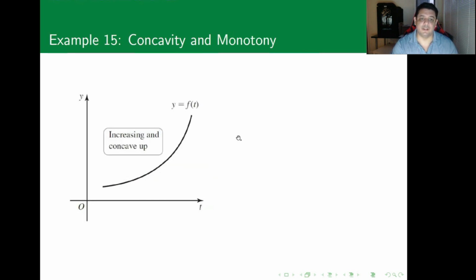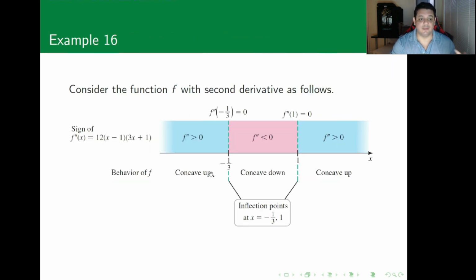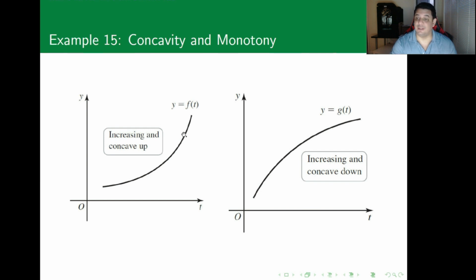So let's take a look at some examples of concavity and the monotony of the functions. We can have a situation where the function is increasing and is concave up, but you can also have the situation where the function is increasing and is concave down. So it's not like if it's increasing, then it's going to be something specific in concavity. No, we can have both behaviors. Similarly, we can have the same thing for decreasing. It can be decreasing and concave up, decreasing and concave down.